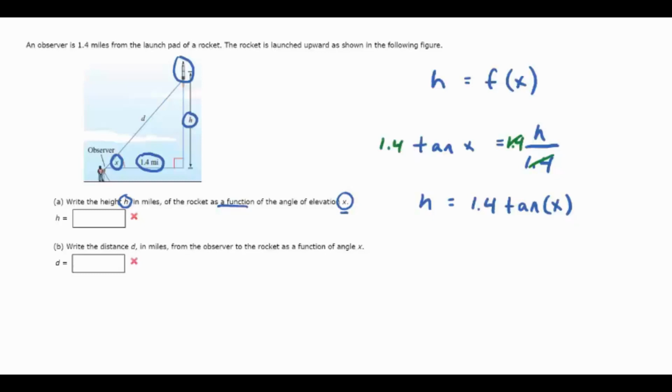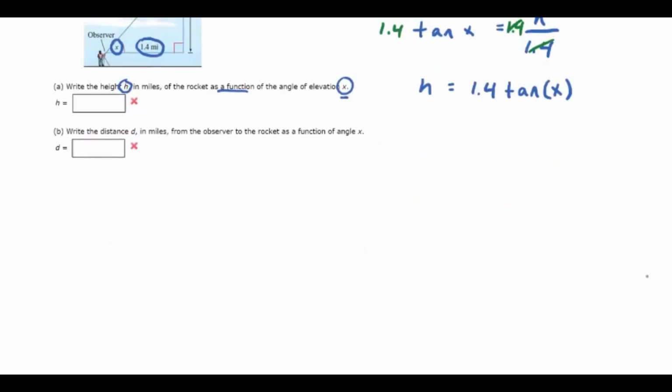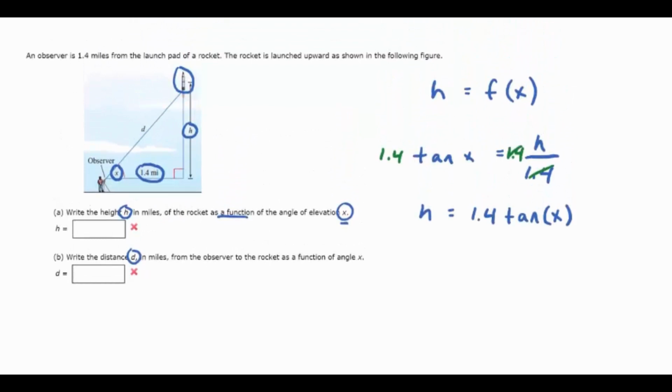And then for the second part, they want the distance, d, in miles from the observer to the rocket as a function of the angle x. But if you look at this picture, here's the observer, and so this is the distance we're talking about, d. And so that's the hypotenuse of this triangle formed here. And so we want d, we know the adjacent side. When you think about the adjacent side in reference to the angle x, and the hypotenuse, most people would come up with the cosine function relating the two.